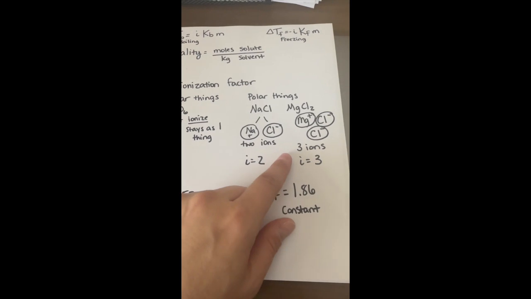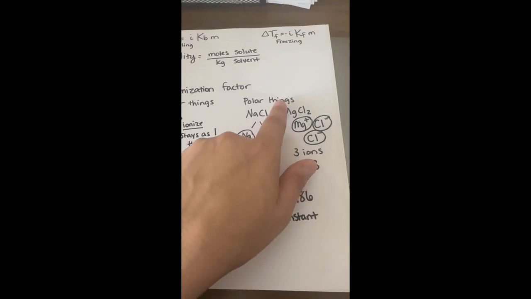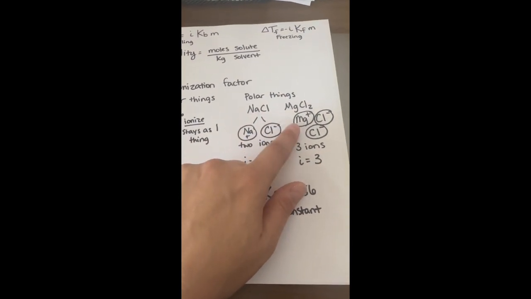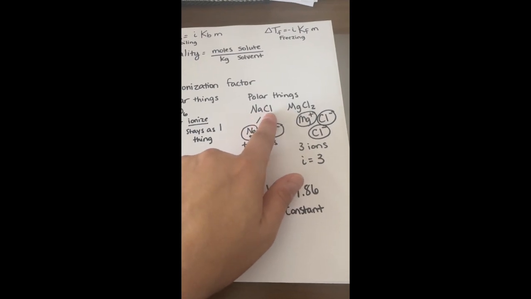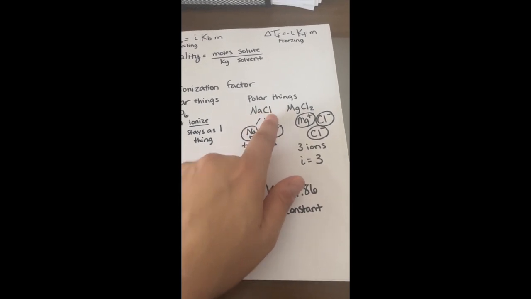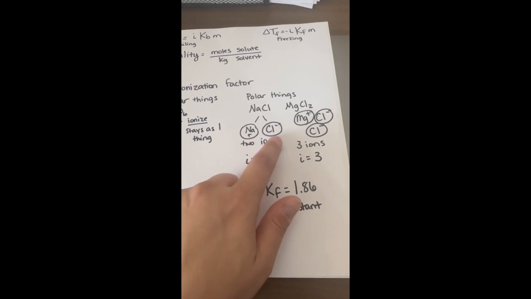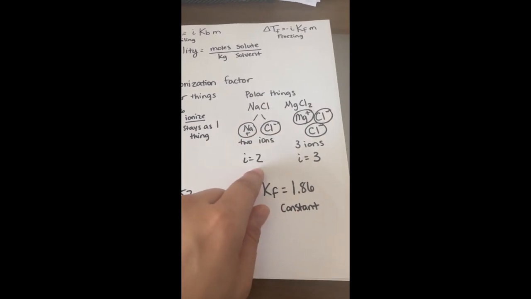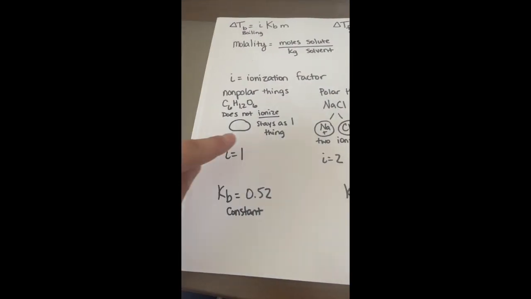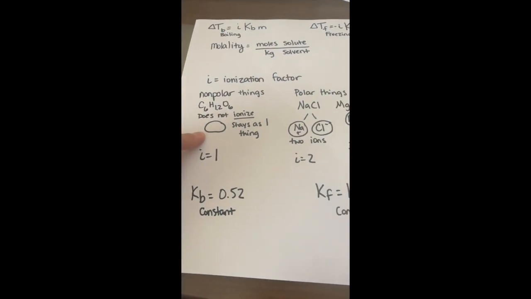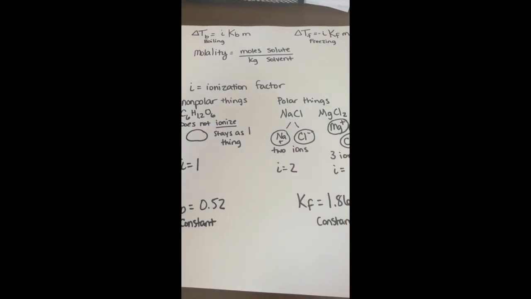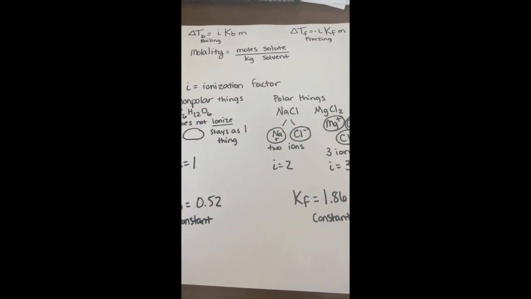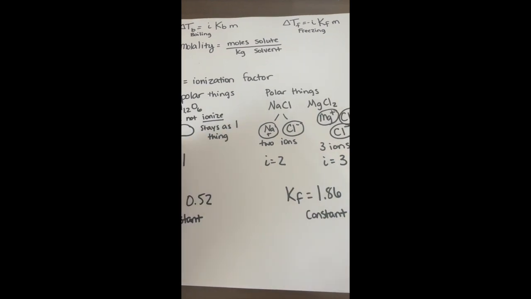Now that's different when we have ionic compounds. So we have polar things, or ionic compounds, like sodium chloride, for instance. It's a 1-to-1 ratio. So when it breaks apart, we've got 1 sodium and 1 chloride. So that's 2 ions. Its ionization factor is going to be twice what something that doesn't break apart is going to be. So it's going to essentially double the change in our boiling point and our freezing point.